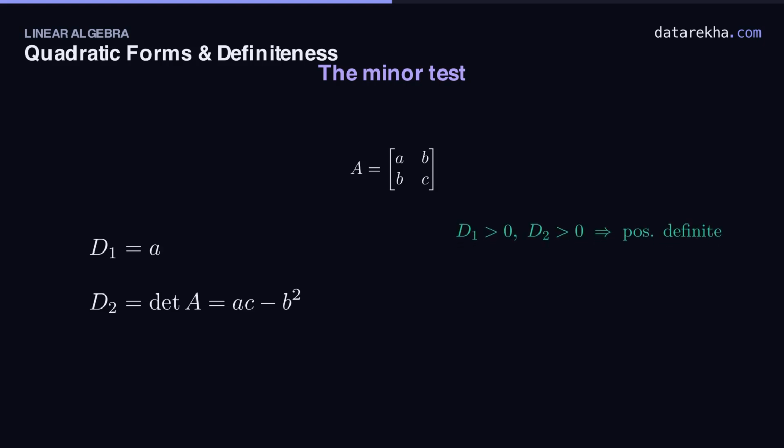Now the rule, Sylvester's criterion. If both minors are positive, the matrix is positive definite, a ball. If the signs of the leading minors alternate, first negative, then positive, it's negative definite, a dome. The alternating pattern is the fingerprint of downward curvature, and the quickest tell of all. If the determinant D2 is negative, the two eigenvalues have opposite signs, so the matrix is indefinite, a saddle. No further work needed.